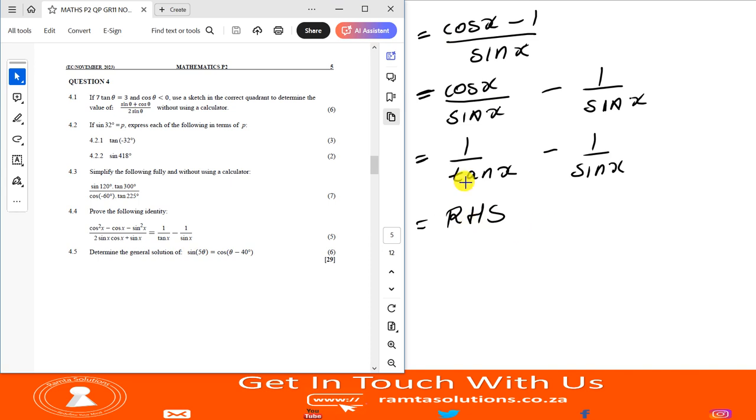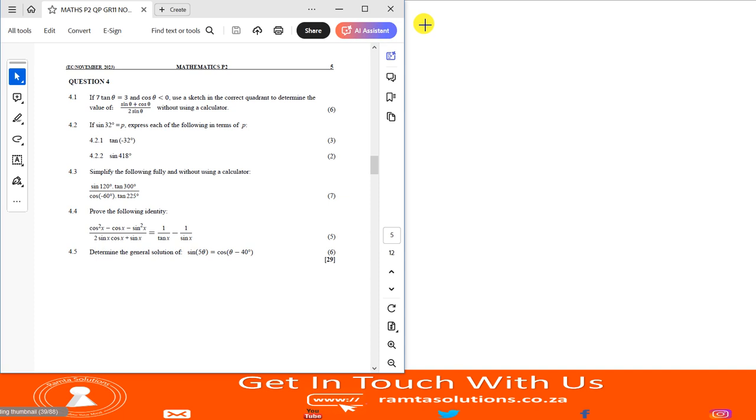Okay, guys. So, now let's go to 4.5. I like this 4.5, the reason I like it is simple. This is sine 5 theta. It is equal to cos theta minus 40 degrees. So normally, when you look at this, it's when they say point of intersection of two graphs, f of x is equal to g of x.